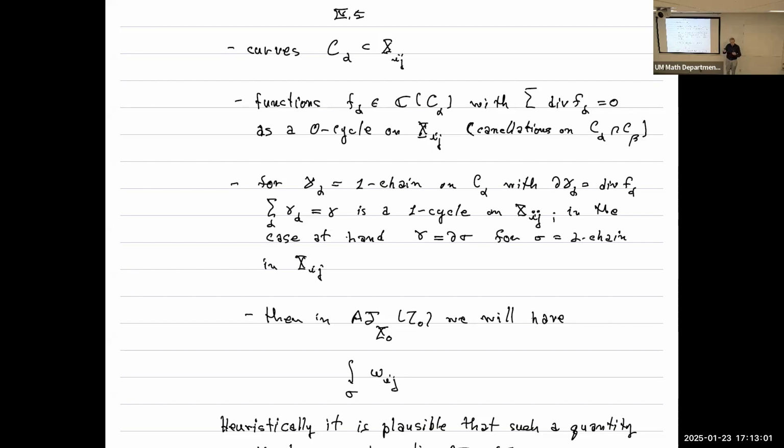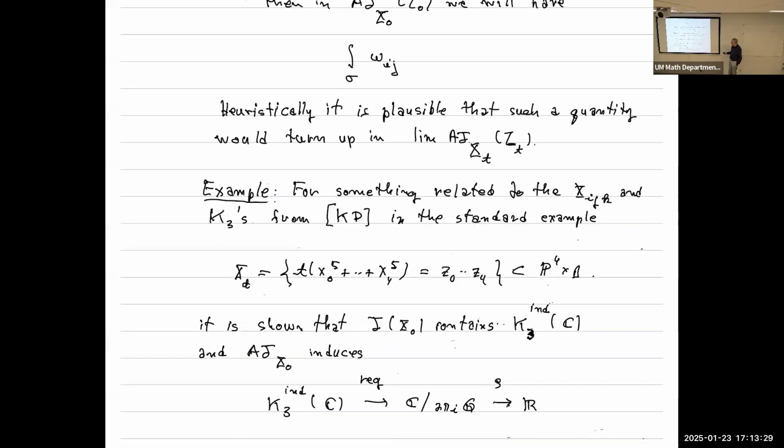The limit of the holomorphic differential on the Calabi-Yau threefold will acquire poles on this double surface. So you take their residues, and those give you holomorphic two-forms on this surface. You have a two-chain, and you integrate that holomorphic two-form over that two-chain. That's the flavor of these limits of Abel-Jacobi maps.